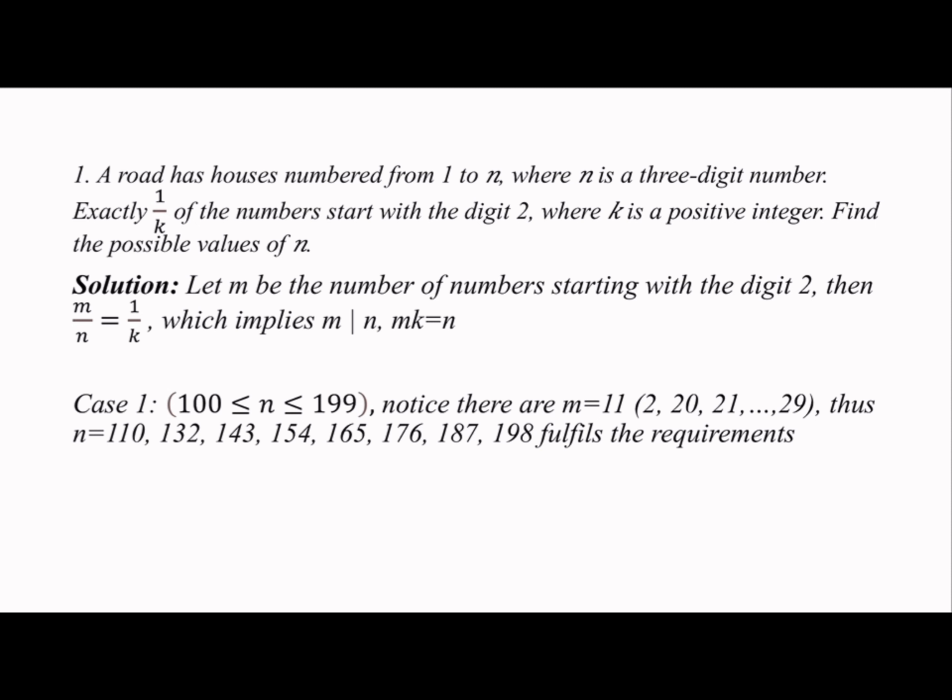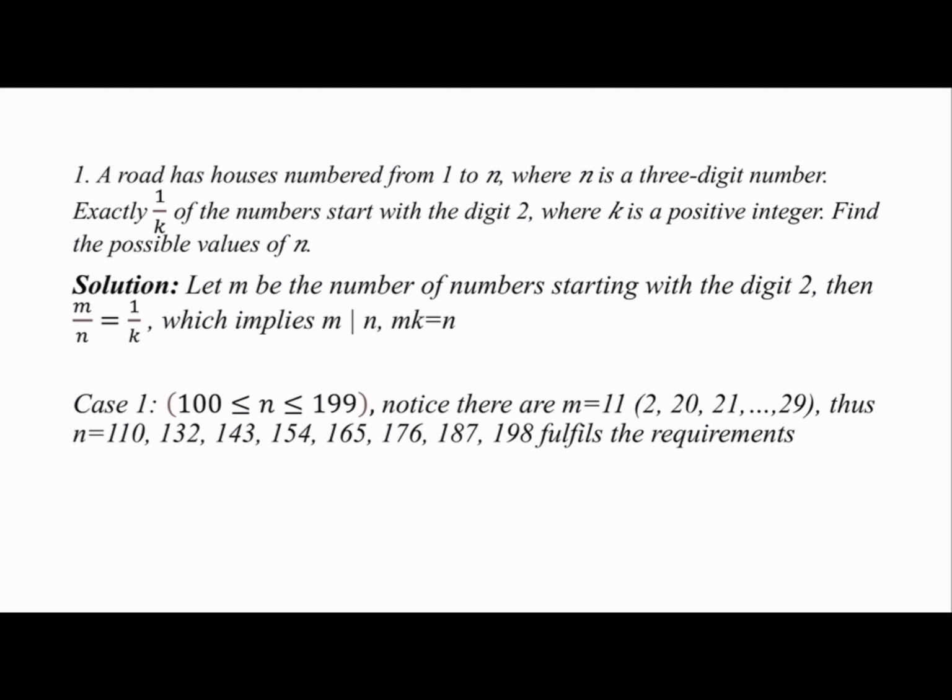Because m has to divide n, we have n equals 110, 121, 132, 143, 154, 165, 176, 187, and 198. I left out 121 earlier. These fulfill the requirement, and they are in fact in the range 100 smaller or equal to n smaller or equal to 199.